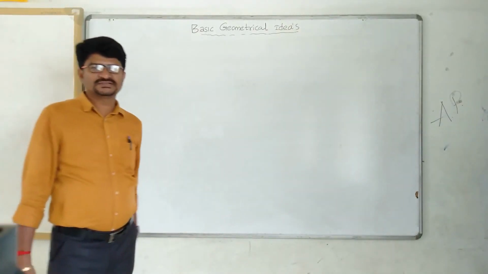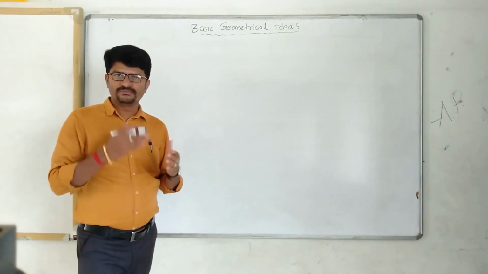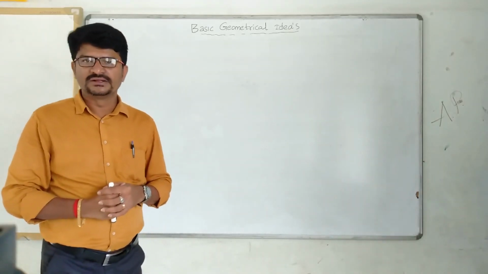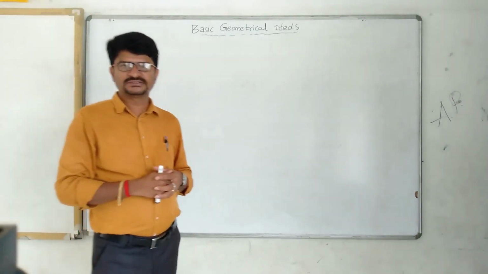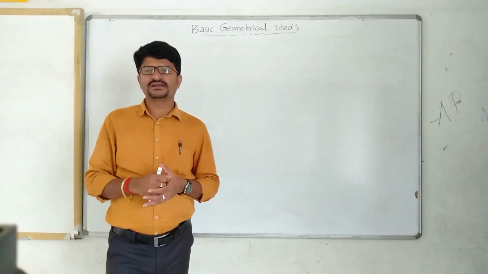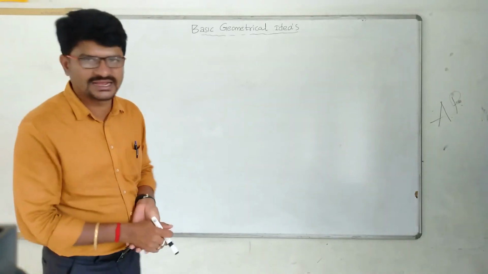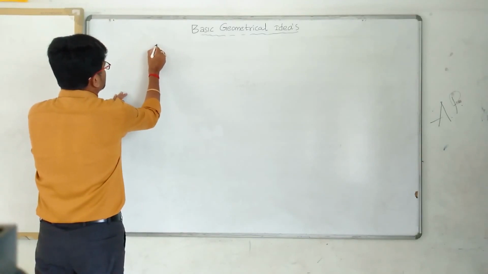In our previous classes, we have discussed many things in the geometrical concepts from the beginning, from the point till the end of the polygon. Now, there are different types of polygons. The first initial polygon is the triangle. Now, let me explain about the triangle. What is a triangle?